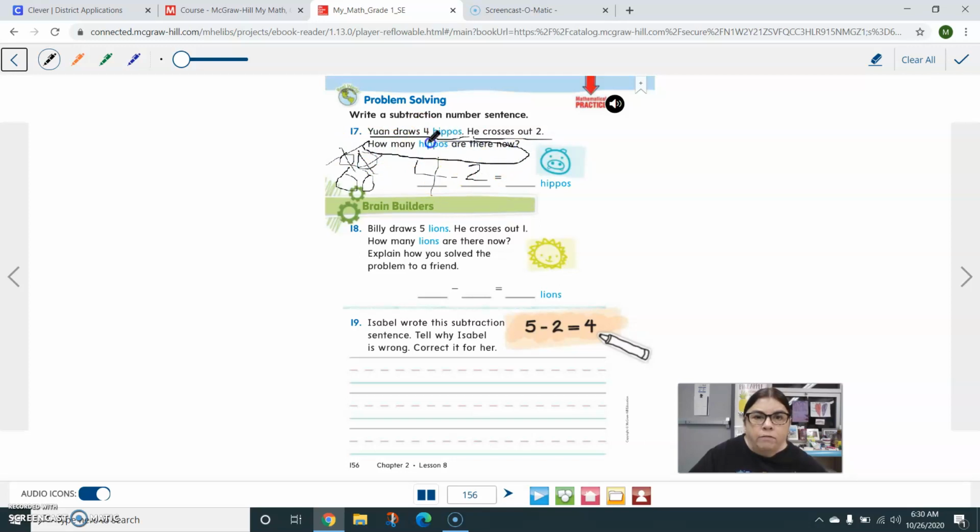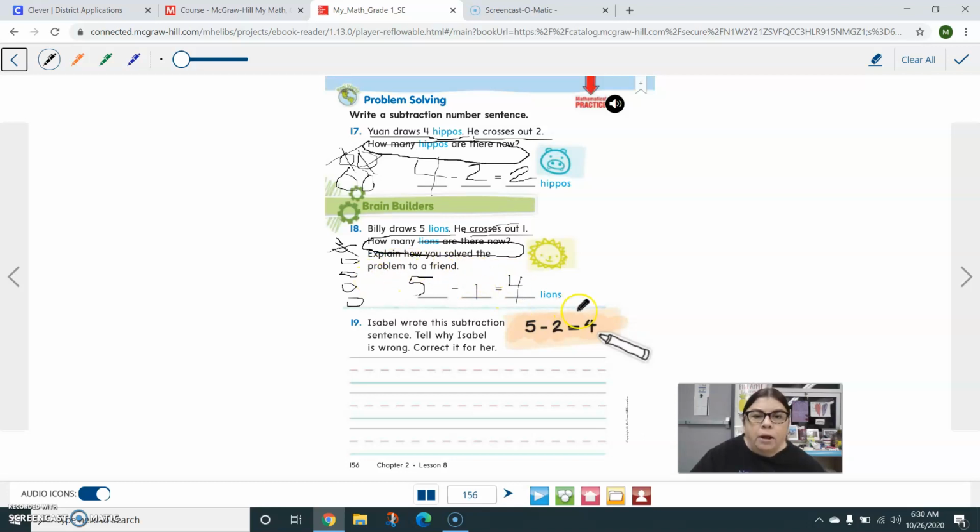Remember, you circle what you need to find out. How many are we left with? 2. That's right. Easy breezy lemon squeezy. Not too bad. Now let's do our brain builder. Billy draws 5 lions. So I'm going to go 1, 2, 3, 4, 5. He crosses out 1. So I'm going to cross out 1. And remember, we need to write it down here. 5 minus 1. How many lions are there now? 1, 2, 3, 4. Good job.